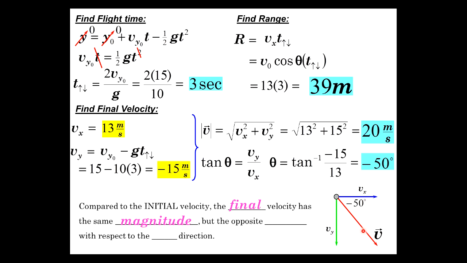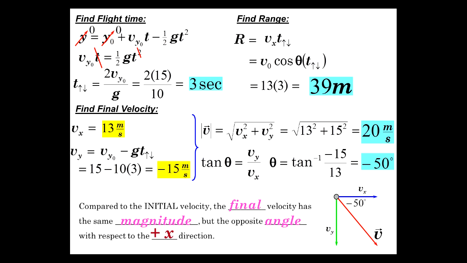Because if this is the final direction, the opposite direction would be this way, and that's not the launching direction. We launched it this way. The opposite direction of that would be this way, down and to the left here. And that's not the direction it's going. But if you think about it, it's sort of mirrored across the x-axis. So I'm going to say the opposite angle with respect to the positive x direction. Basically mirrored across the x. And that is the answer to the final velocity.